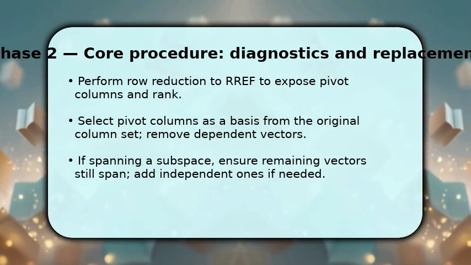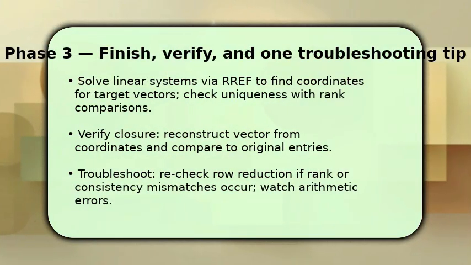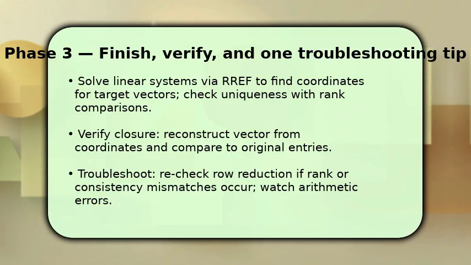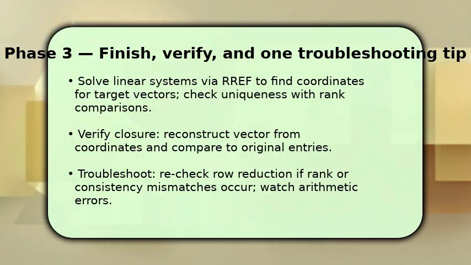You now solve for coefficients. Set up equations, Ax = b, where columns of A are basis vectors and b is your target. Use the REF you computed to read solutions directly. If the system is consistent and the rank equals the number of basis vectors, the representation is unique. Reconstruct b from the coordinates to confirm.